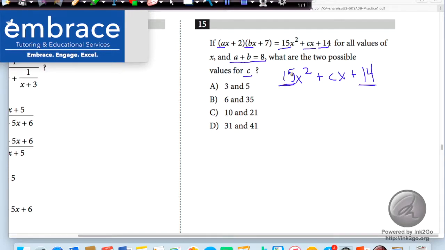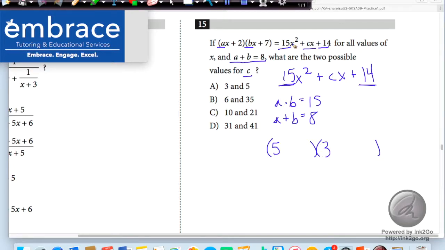And I'm knowing that essentially a times b is really what is giving me 15. So if I know that a times b equals 15, they give you another hint, which is a plus b is actually going to be equal to 8. So I'm going to set this up in terms of basics. A times b equals 15, a plus b equals 8. Well, if I have 5 and I have 3.